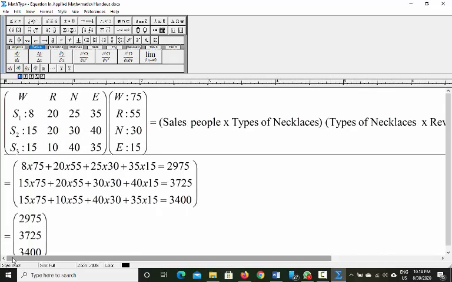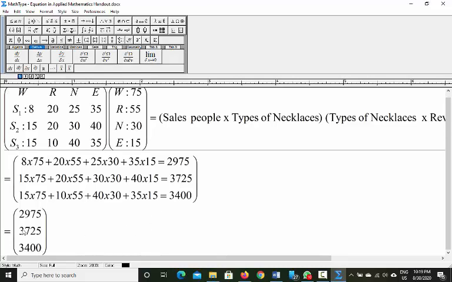Multiplication is very easy. First we multiply the first row with the first column. That means 8 multiplied by 55, plus 20 multiplied by 30, 25 multiplied by 75, 20 multiplied by 55, 25 multiplied by 30, 35 multiplied by 15. If we add all of them, we will get this. So this is the column vector that we will get.